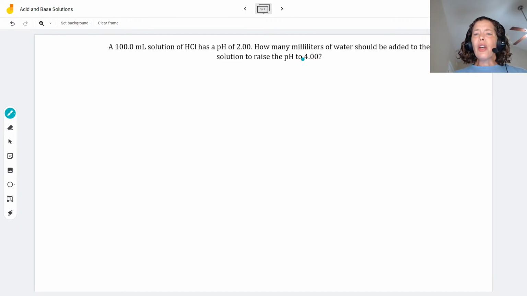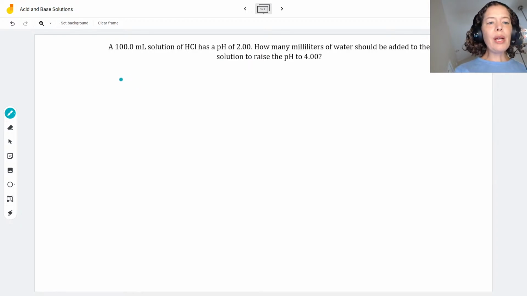All right. So what I'm seeing here is I have a pH of 2, and I also know the volume of that solution. What I don't know is the volume of my pH of 4 yet. So let's start with calculating how many moles of hydrochloric acid I have in this 100 milliliter solution that has a pH of 2.